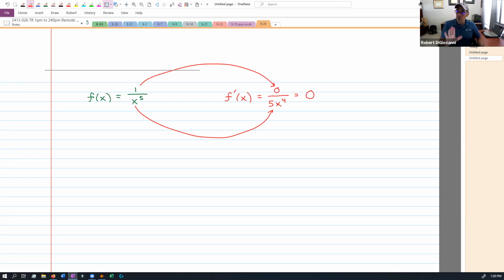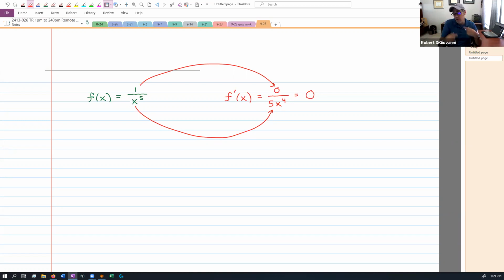Right now, the only rules we have are that if you have a constant by itself, the derivative is 0, right? If we have x by itself, the derivative is 1. If we have x to a power, the derivative is n times x to the n minus 1. So we bring the power down, subtract 1. Have I given you any rule on how to deal with quotients when you have a fraction?